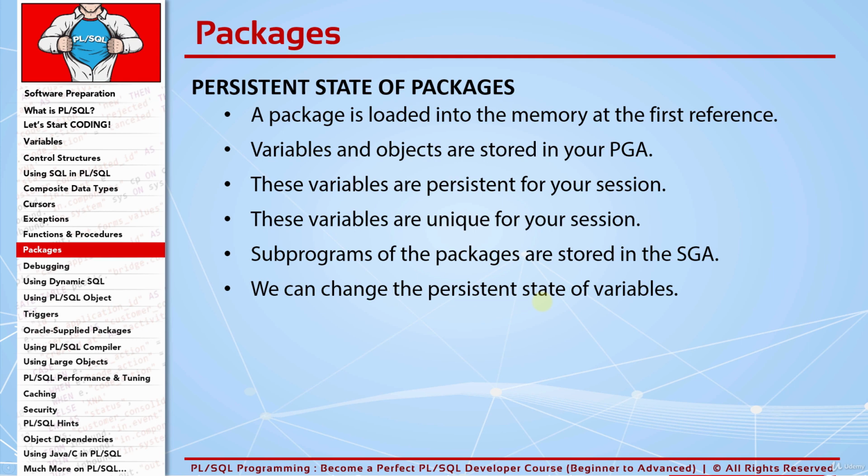So how do we do that? We do that by adding serially reusable property to our packages. So how? We add pragma serially reusable keywords to our package specifications. But the important thing here is, if you have the body, you need to add that to the body too. So what is that pragma keyword? Pragma is a compiler directive. So when the compiler sees pragma keyword, it knows that there is a command for the compiler.